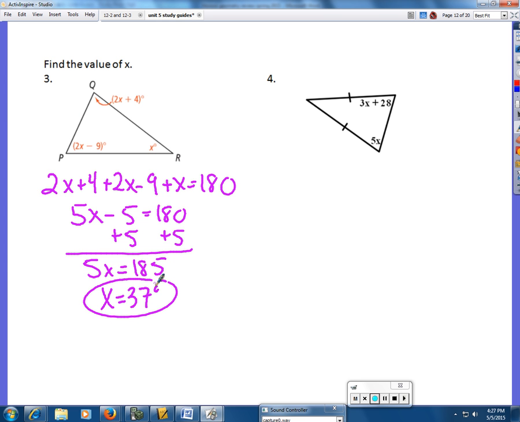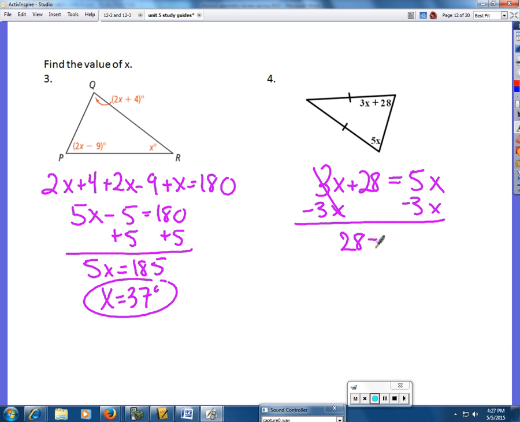Number 4, I know is an isosceles triangle because the two sides are congruent, which means the base angles are congruent. So I take 3x plus 28 equals 5x. These are not a sum. These are not supplementary. They're congruent, which means they're equal to each other. The measures are equal. So I'm going to subtract 3x, and I get 28 equals 2x. When I divide by 2, I get x equals 14.